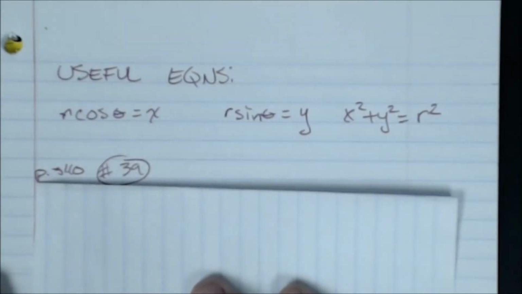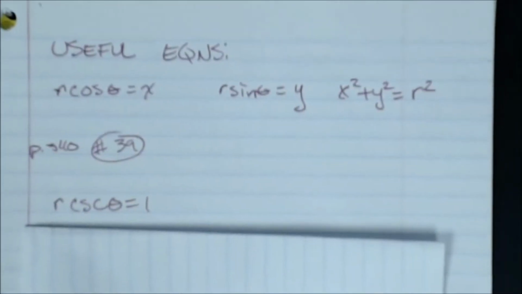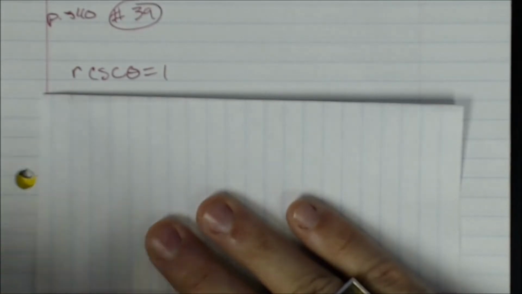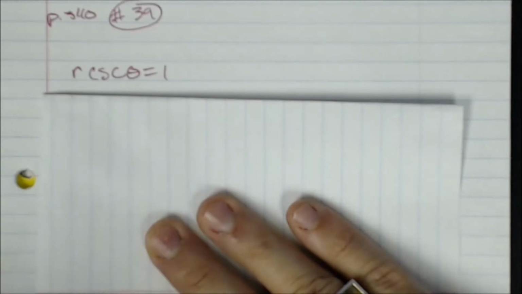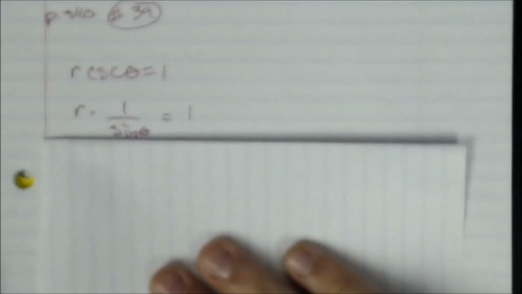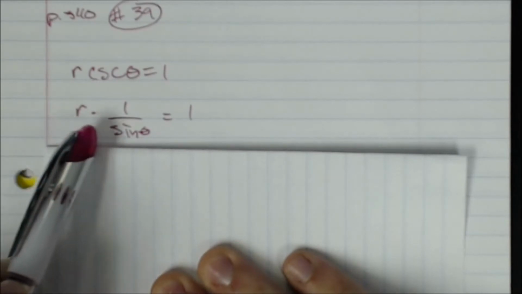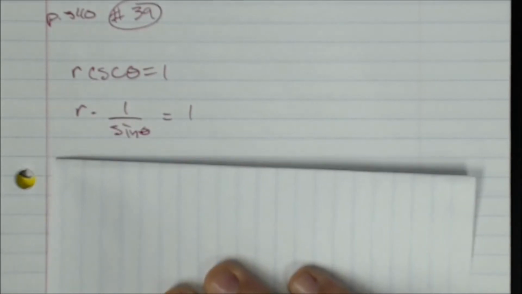So the problem that we're given in this one is on page 540, number 39. The problem is r cosecant theta equals 1. So the first thing we're going to want to do to this is get rid of this cosecant by putting it in terms of sine and cosine. In this case, it's pretty basic. It becomes r, which is the r that followed from here, times 1 over sine. Our cosecant just became 1 over sine.